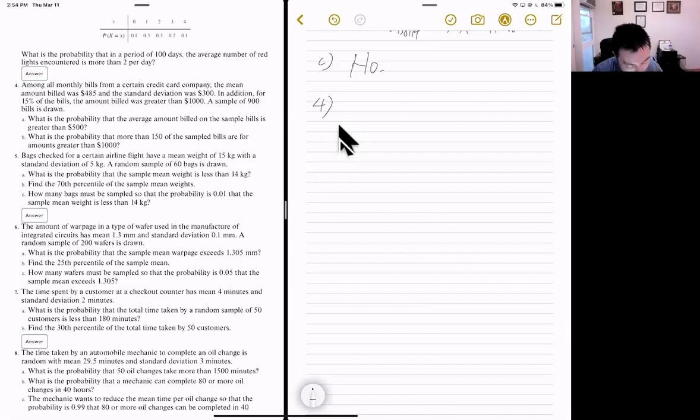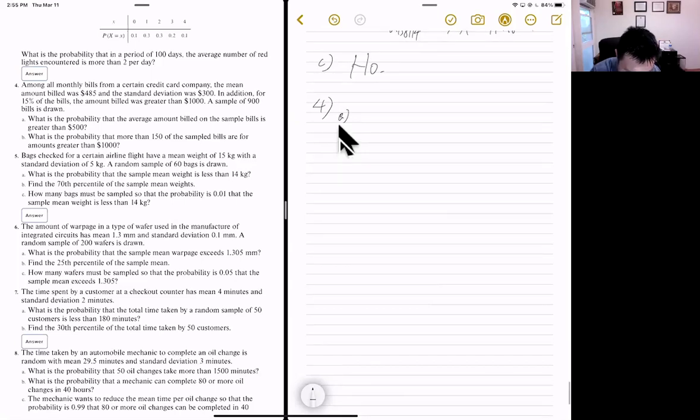Among all monthly bills from a certain credit card company, the mean amount billed is 485. The standard deviation is 300. For 50% of the bills, the amount billed was greater than 1,000. We have a sample of 900 bills. So first, let's define x1 to x900 as the amounts for these 900 bills.